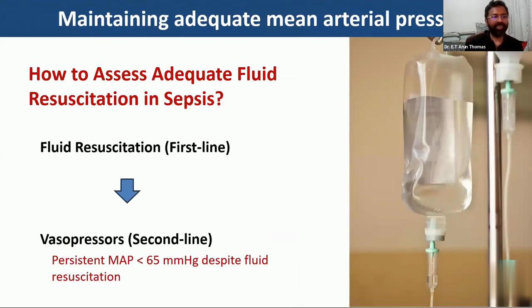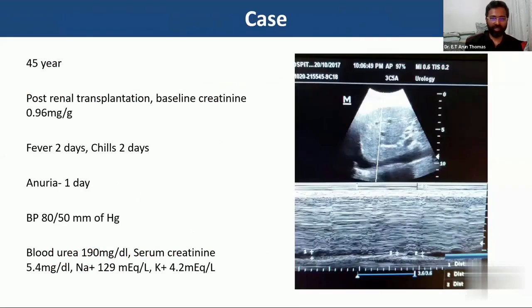Previously, everyone assessed the patient clinically. Then in the early 2000s, after the Surviving Sepsis Campaign studies were published, everyone started to use central venous catheters and assess the CVP, which is a very cumbersome procedure. Most often we cannot do it. Now we have a very easy way.